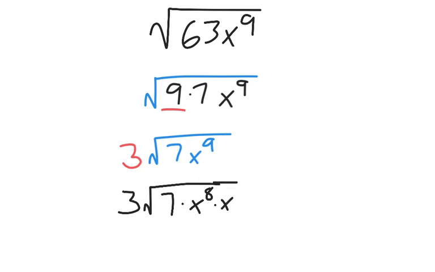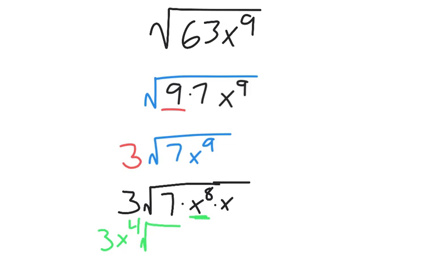Why do we like it to be even? Because we can just half it. What times itself is x to the 8th? X to the 4th. X to the 4th times x to the 4th. So I can bring x to the 8th out as x to the 4th. Exponents add when we multiply.